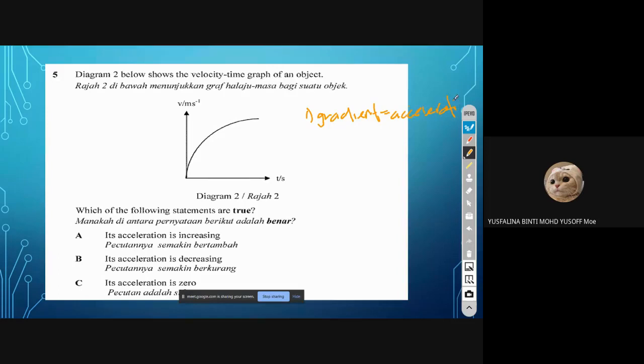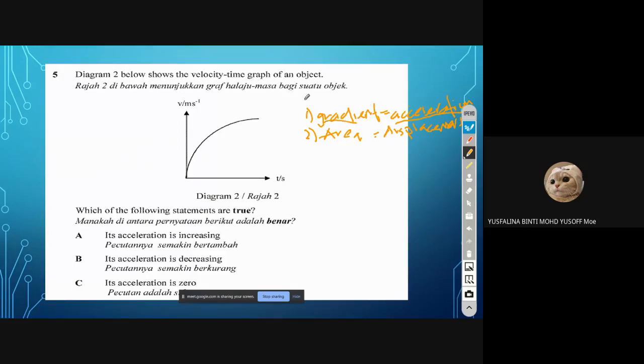Another one is the area under the graph, which is equal to the displacement. This is what you can get from the graph of velocity against time. The question asks which of the following statements are true. A is acceleration is increasing, B acceleration is decreasing, C acceleration is 0. We already know if you want to find the acceleration, find the gradient.